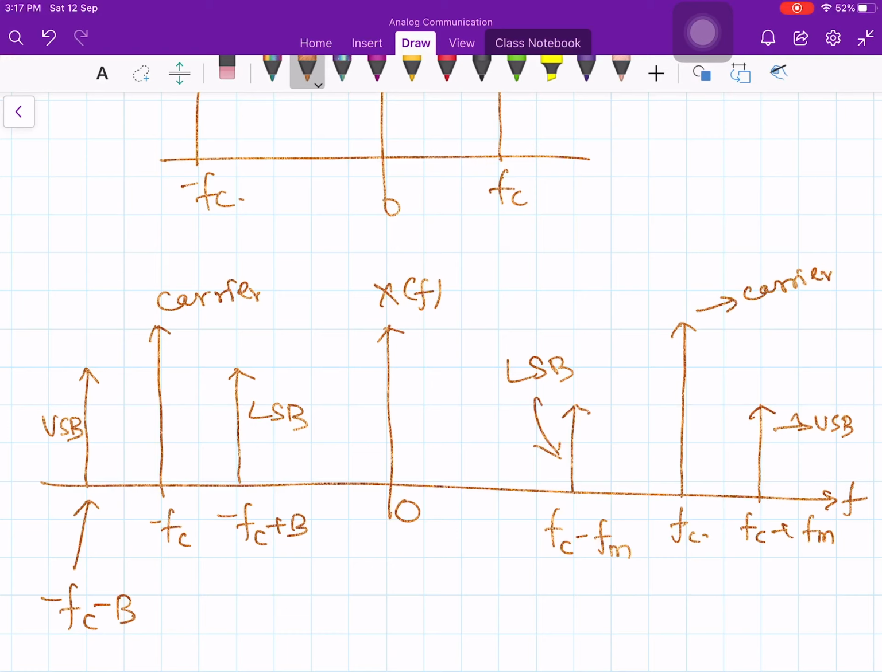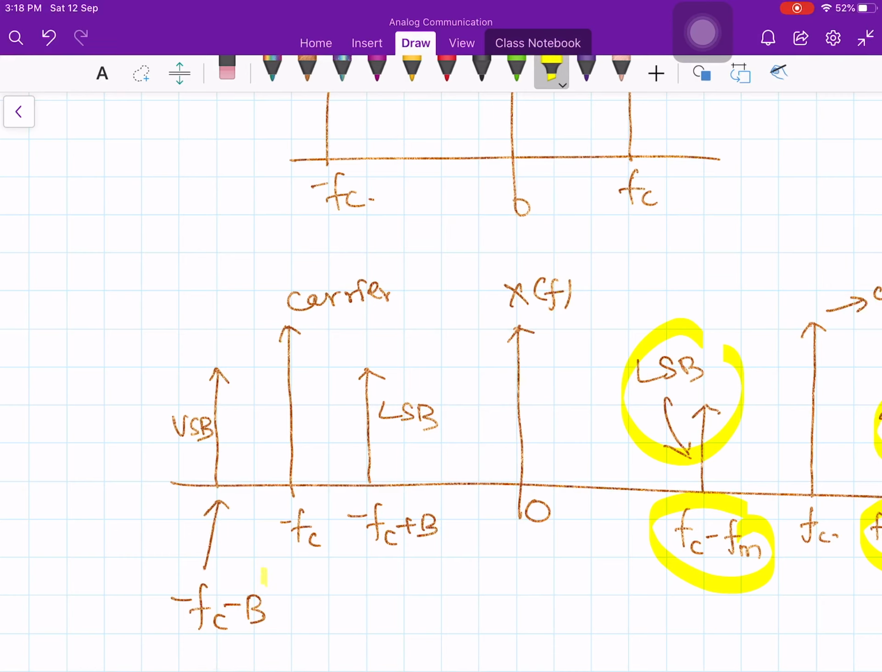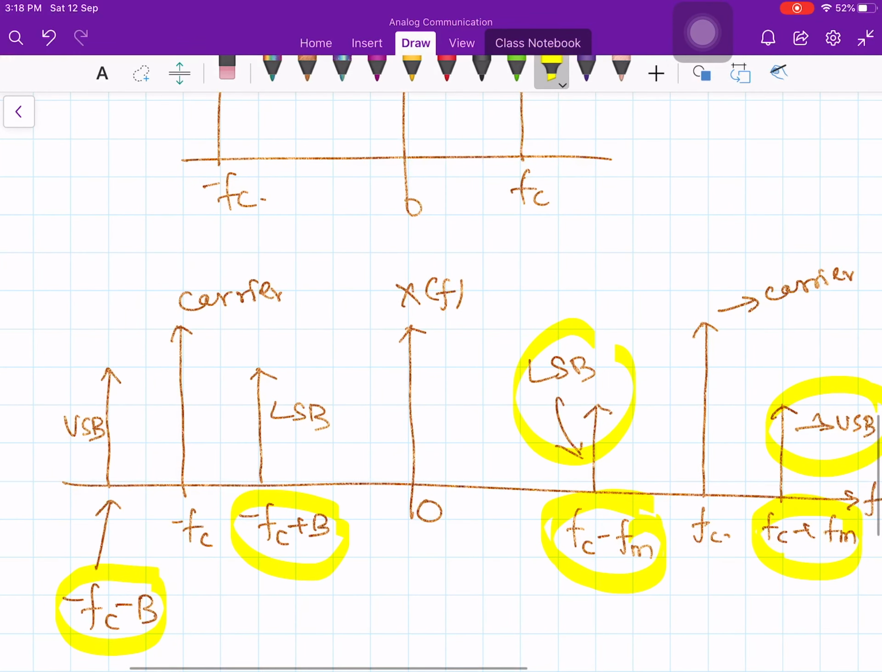Now these are the two sidebands, upper sideband and lower sideband. f_c plus f_m is the upper sideband, f_c minus f_m is the lower sideband. Similarly, on the negative frequency axis also, minus f_c minus f_m is the upper sideband, and minus f_c plus f_m is the lower sideband. Together, f_c plus f_m and f_c minus f_m constitute the double sideband.